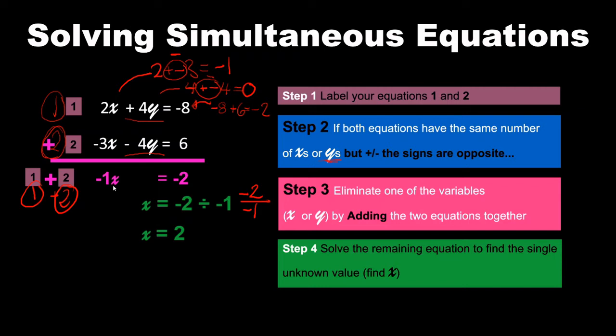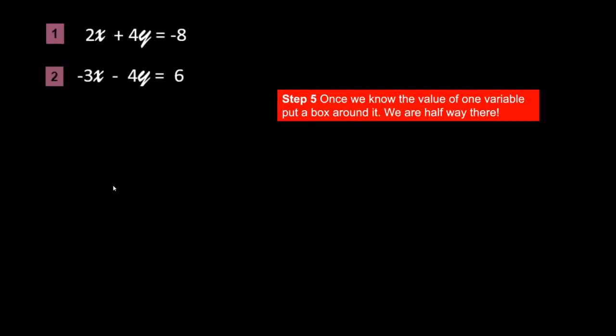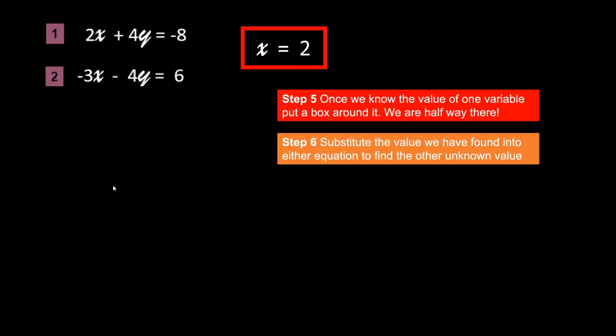We've got our answer for x now. Let's put a box around it. In fact, that's our step number 5. Once we know the value of one of our variables, we put a box around it, and we're halfway there. Step 6, let's substitute the answer we found into either of the equations to find the other unknown variable. So either into equation 1 or equation 2. In this case, I'm going to substitute into equation 1, and I always remember to label my equation.